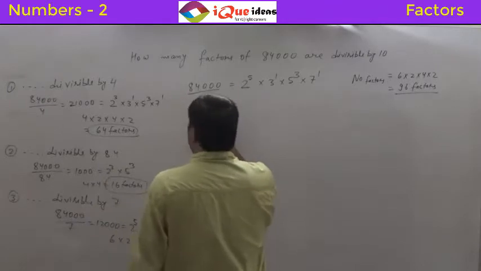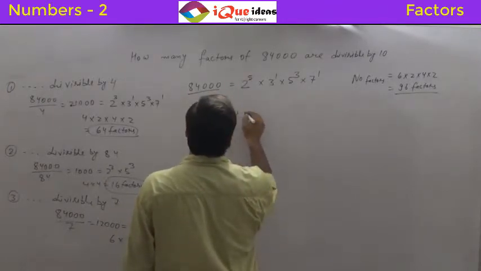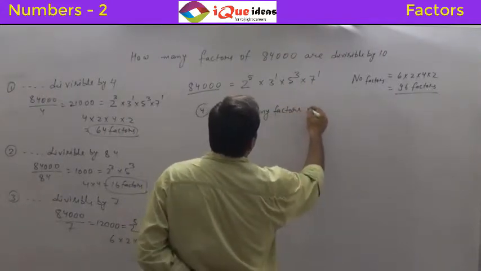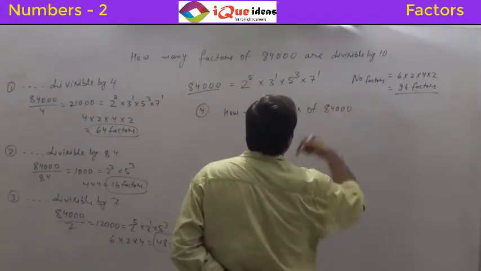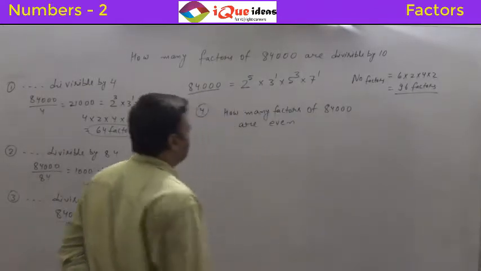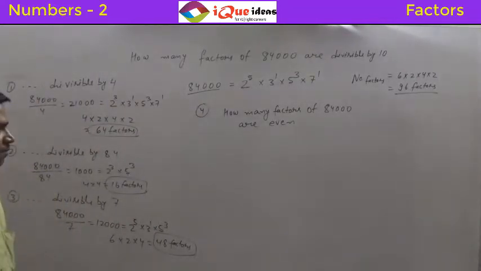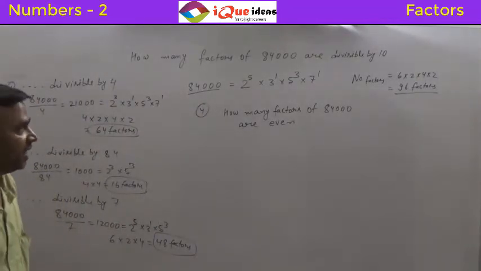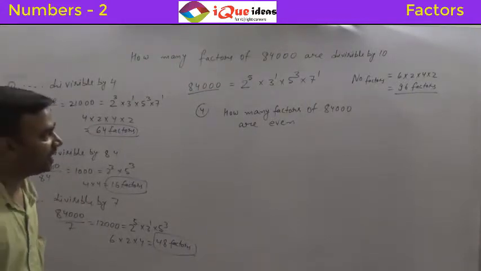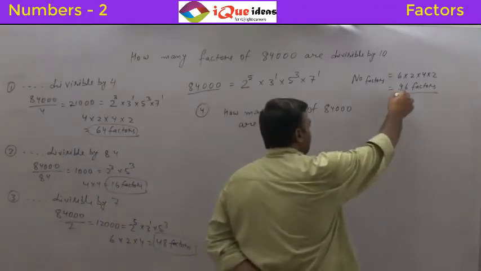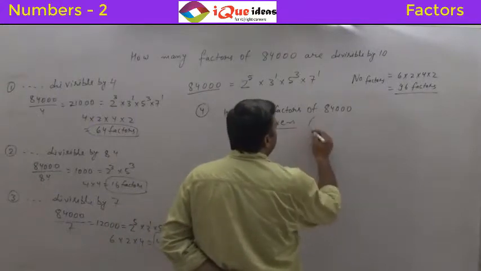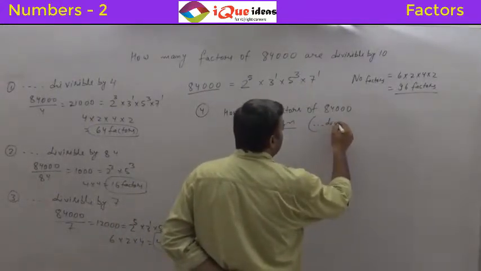Fourth one, how many factors of 84,000 are even? How do you understand the question? The factors have to be even, like 2, 4, 6, 8, 10, 12, 14 and so on. So out of these 96 factors, how many are even? This is what we have to find. Now we also know that even numbers are actually what? Divisible by 2.